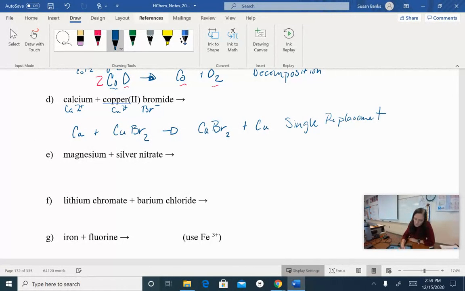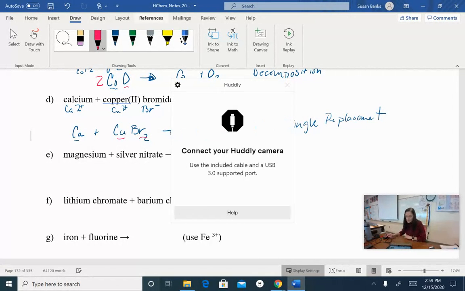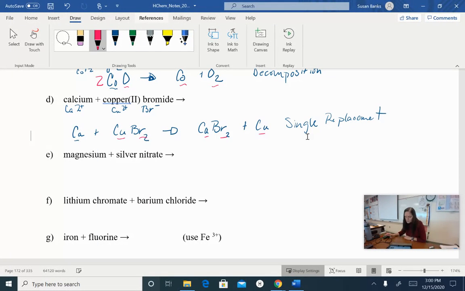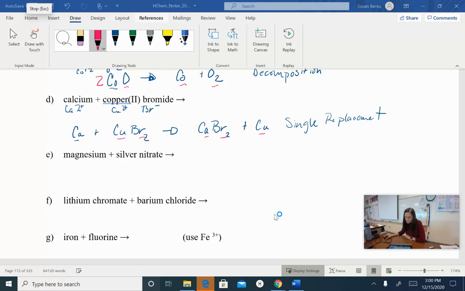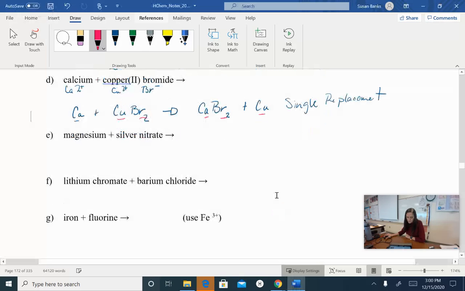Okay, so let's balance this. So 1 calcium, we're okay. 1 copper, we're okay. 2 bromines, we are okay. This is one of the rare times where our skeleton is actually going to be our balanced chemical equation.